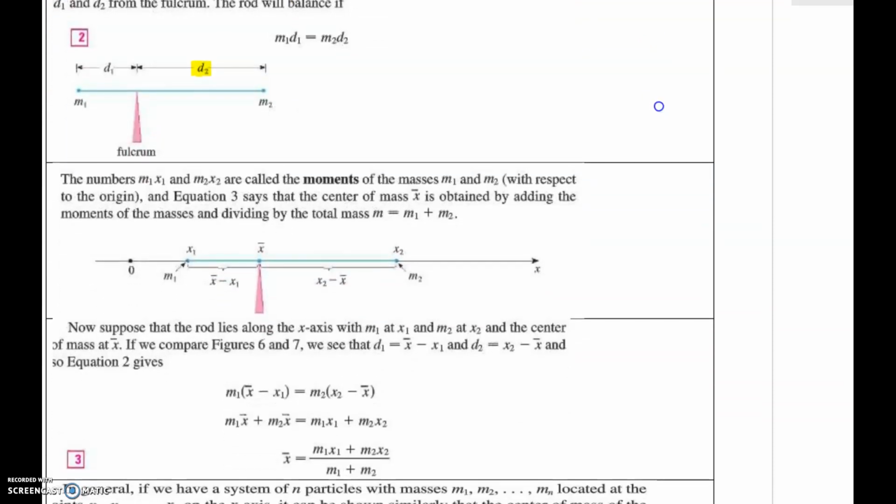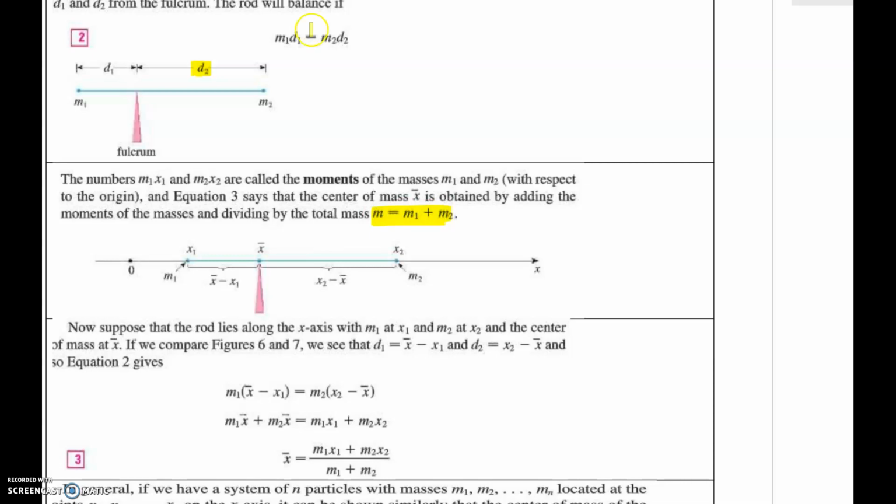The same idea can be applied if there are two masses and we consider an origin here, and x bar is the position of the fulcrum. Then at x1 the mass M1 is placed, and at x2 mass M2 is placed. The total mass is going to be M1 plus M2.